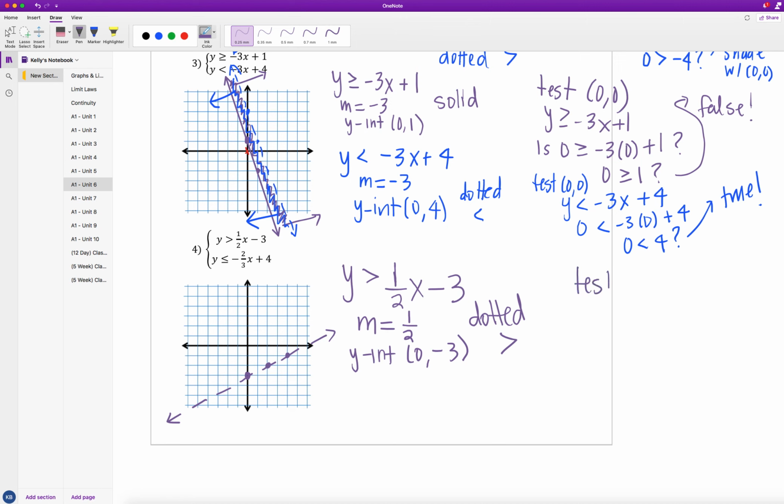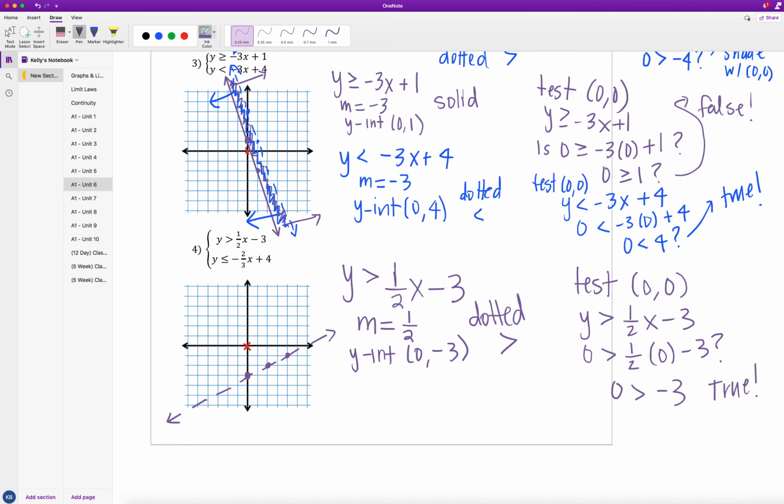I need to now test a point. I can test (0, 0) again because (0, 0) is not on our boundary line. When we sub that in, if I rewrite the original problem for us, we get 0 bigger than 1/2 times 0 minus 3, and we're wondering if that is true or false. Simplifying it down, we get 0 bigger than -3. Is this a true or a false statement? This will be a true statement.